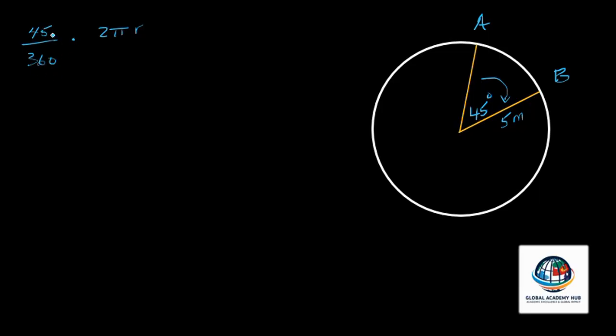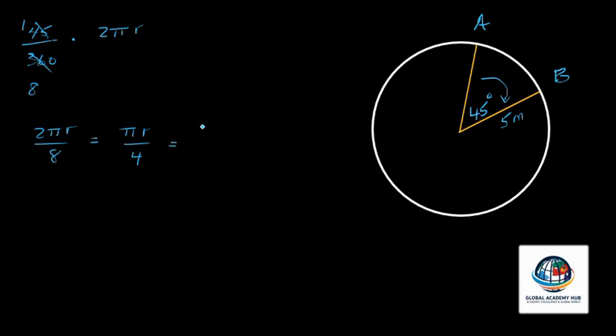Now, I could work this like this, or I could convert this right here to radians. So what I'm going to do though is, because I can just cancel right here, I'm going to say 45 into 45 is 1. And 45 into 360 is 8. And so this leaves me with 2 pi r over 8, which is really pi r over 4.